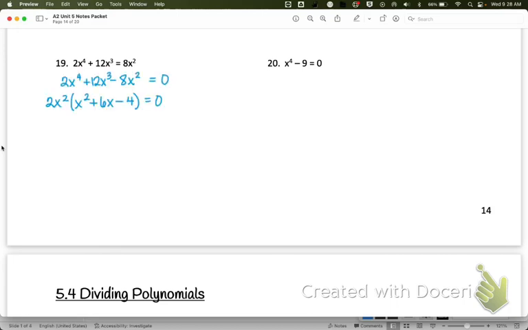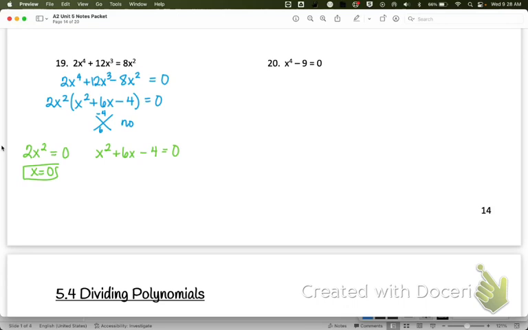All right, so we should get a 2 here. And now we look, we have a quadratic inside, and so now we're going to look, can I factor this? Does anything multiply to -4 and add to +6? And the answer is no. Does that mean we're done? No, it doesn't, because we can solve quadratic equations. So the zero product property, we're going to take 2x squared and set it equal to 0. And we're going to take x squared plus 6x minus 4, and we're going to set it equal to 0. So this one's easy, x equals 0. There's one solution.